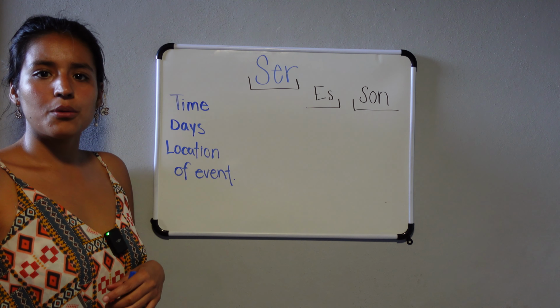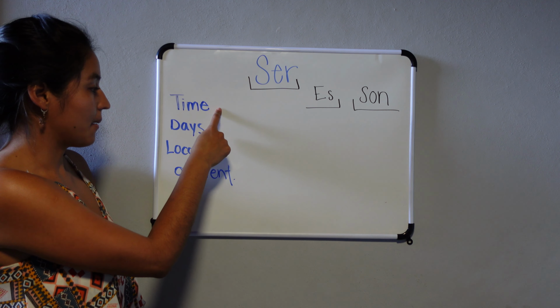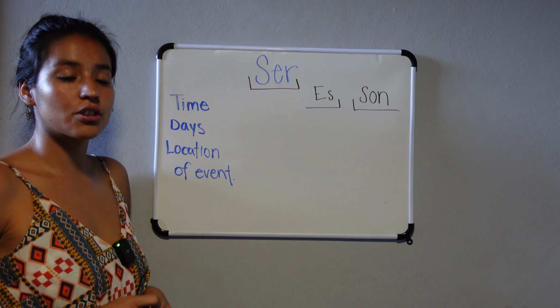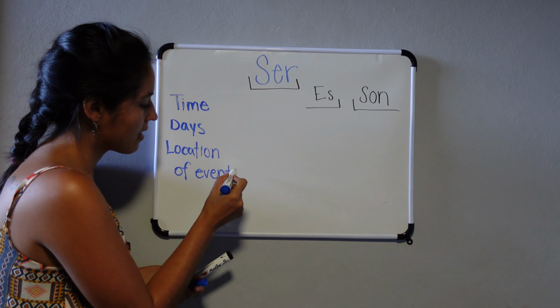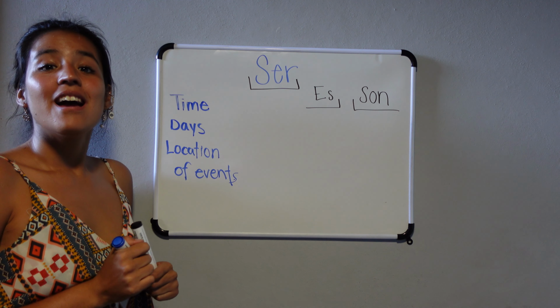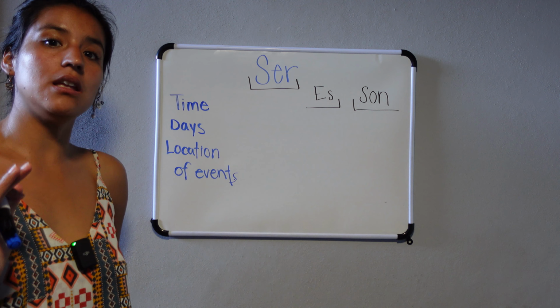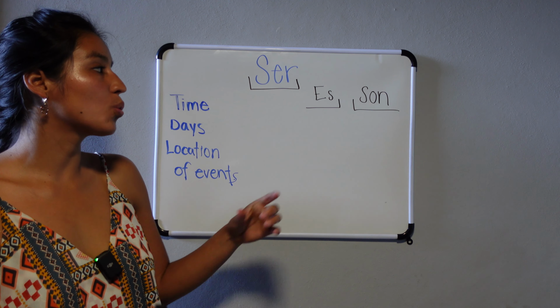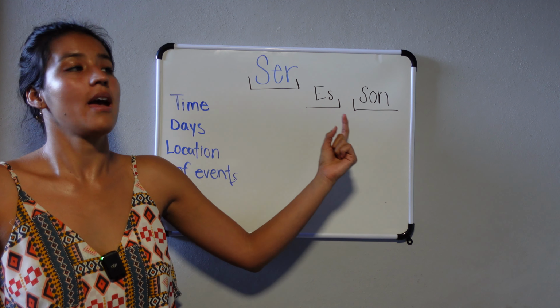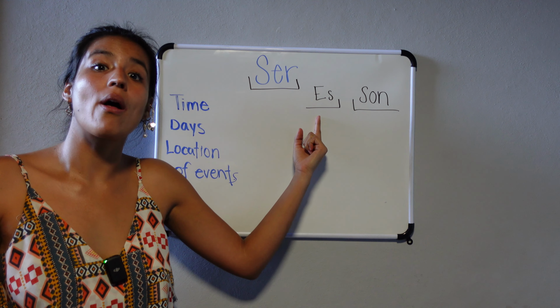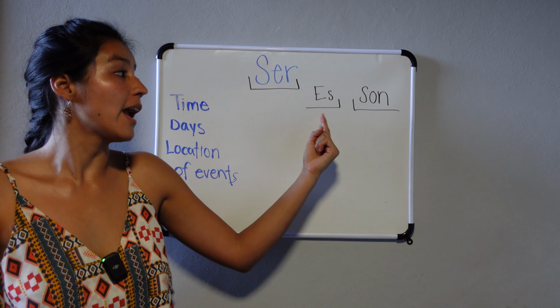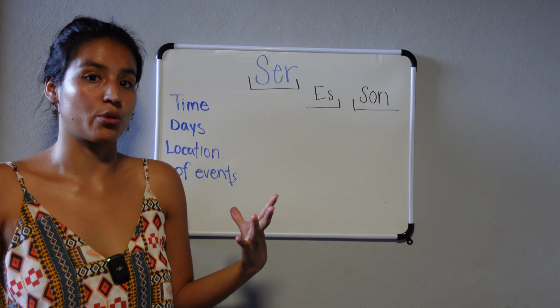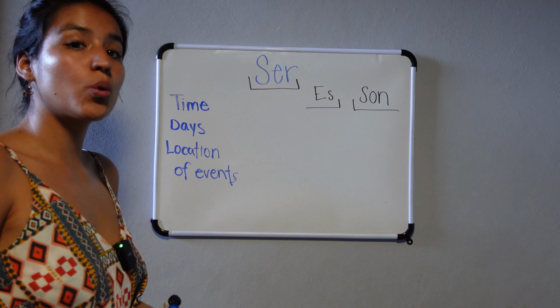And the next examples are gonna be with time, days, and location of events. In this case, it's a little bit easier because we just have to choose between es or son. Es if we are talking just about one thing, it's singular. And son if it's plural, okay? And let's just start with the time.